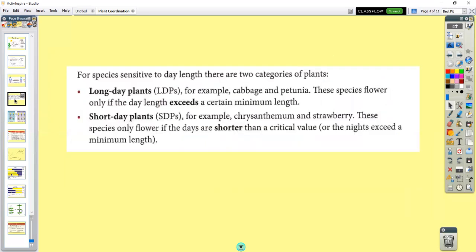Okay, now this is important when we talk about two different types of plants. Either we have long day plants, which, as it suggests, need a long day, so they need high levels of P730, or that minimum day length needs to be exceeded. So that would be a summer's day, for example. Or you have short day plants, which flower on, let's say, a winter's day, when they need that critical day length to be shorter than a critical value, or they need lower levels of P730 to bring about flowering.